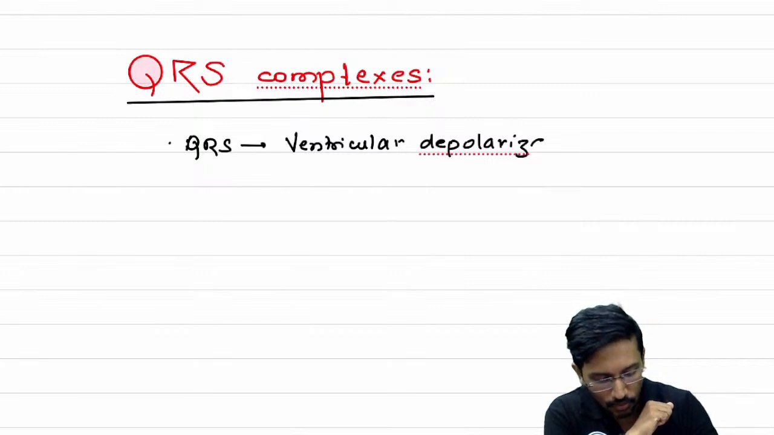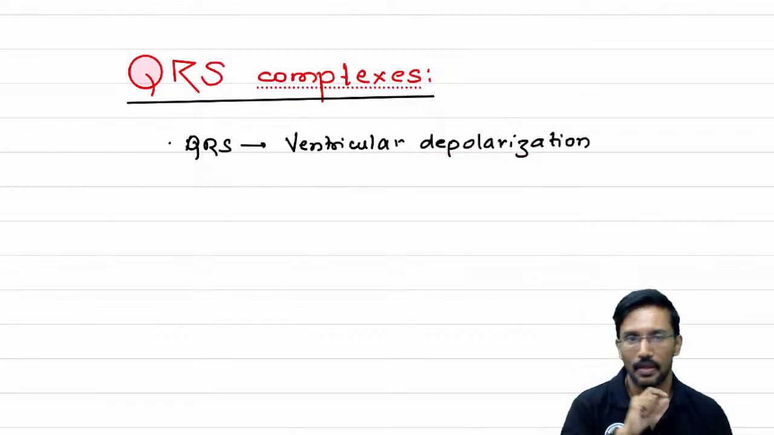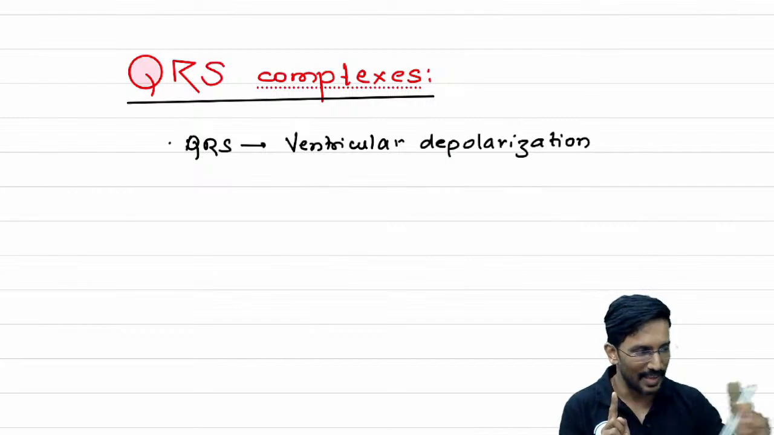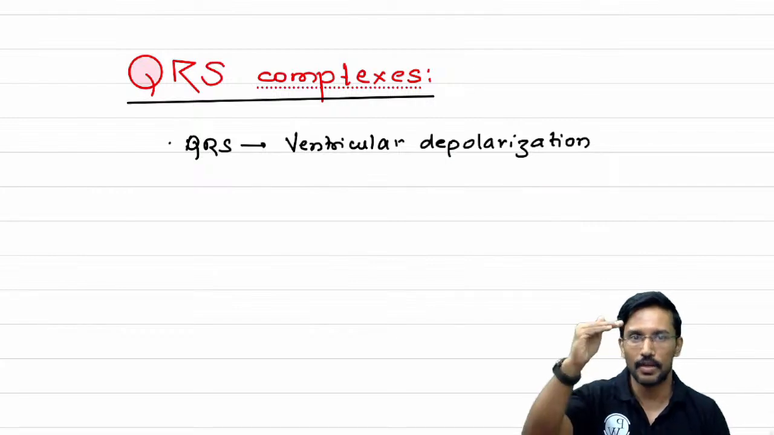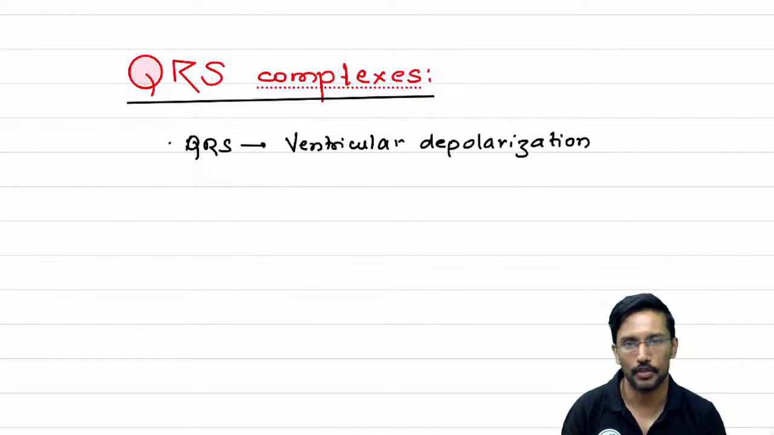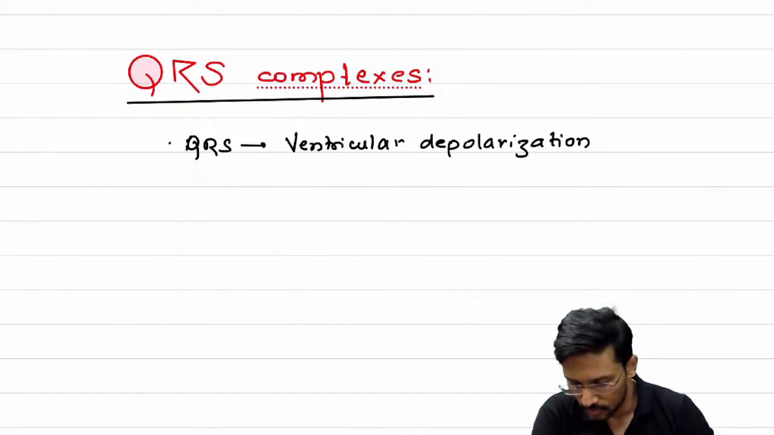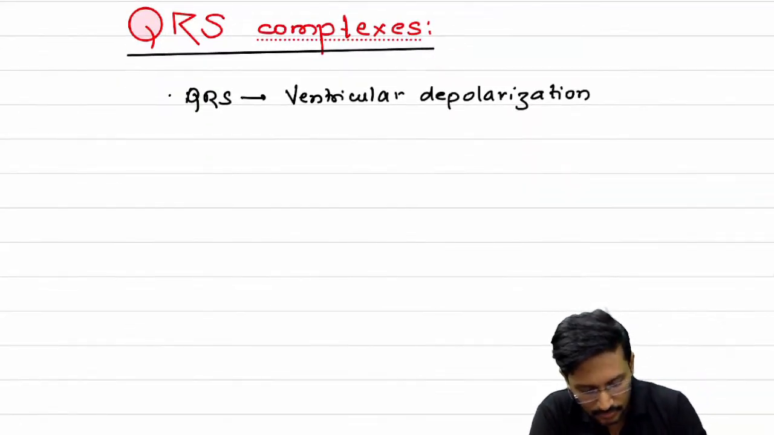They indicate ventricular depolarization. We already know that when we see an ECG, on the x-axis we have time, and on the y-axis, height-wise, we have the voltage or amplitude. So these QRS complexes also have time on the ECG. They have the voltage on the ECG. So QRS complexes, we'll try to understand what is the normal QRS duration and normal QRS voltage.